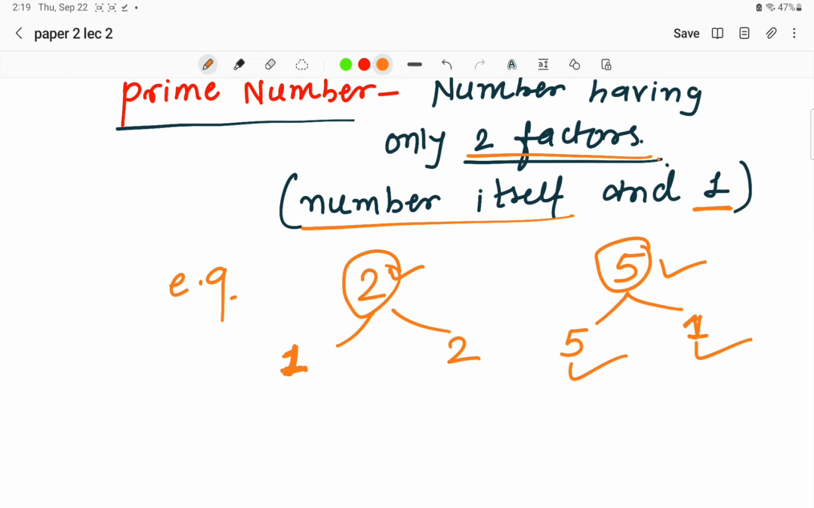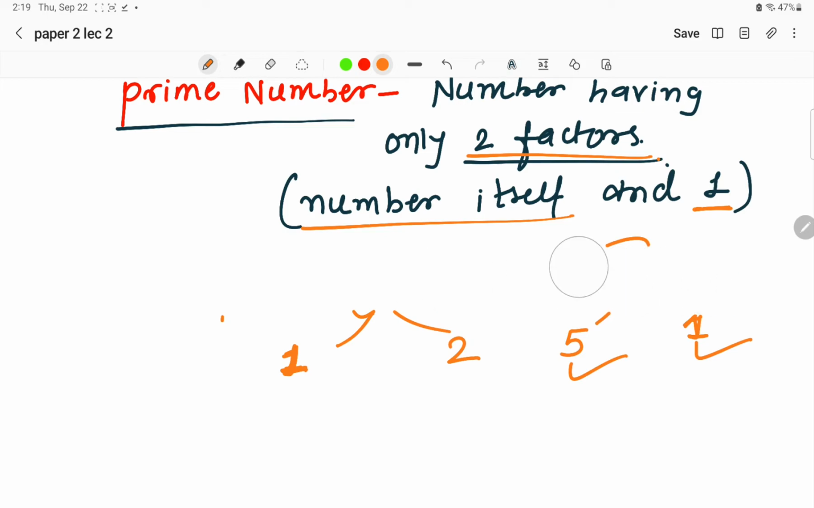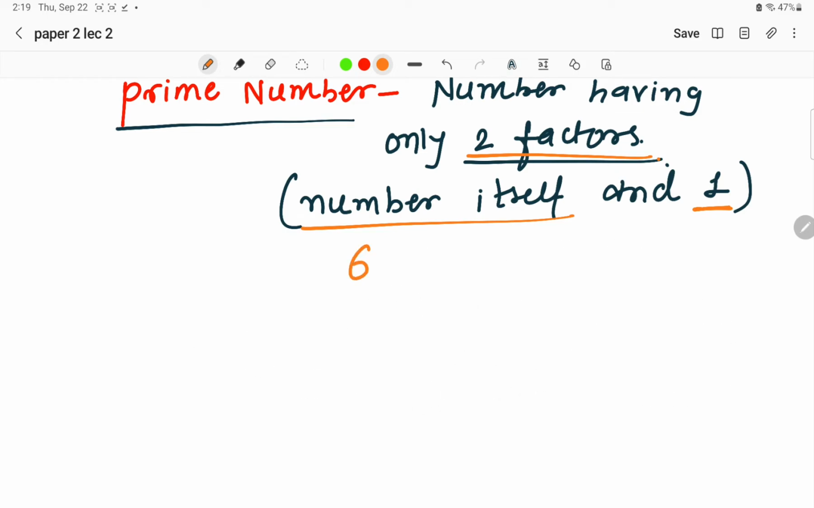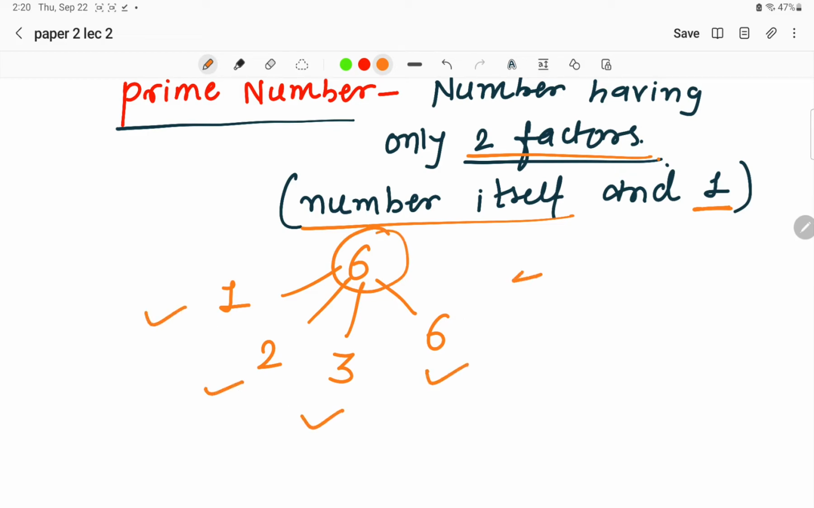Now, if we take another example, for example 6. How many factors does 6 have? To calculate that, 6 comes in the table of 1, 6 also comes in the table of 2, 6 also comes in the table of 3, and 6 also comes in the table of 6. So how many factors are possible for 6? 1, 2, 3, 4. There are 4 factors for 6. It means that 6 is not a prime number.